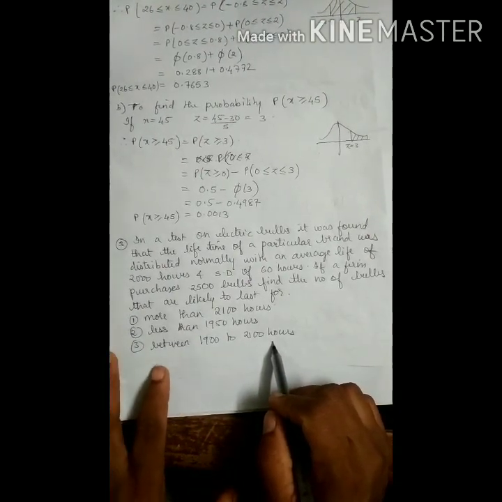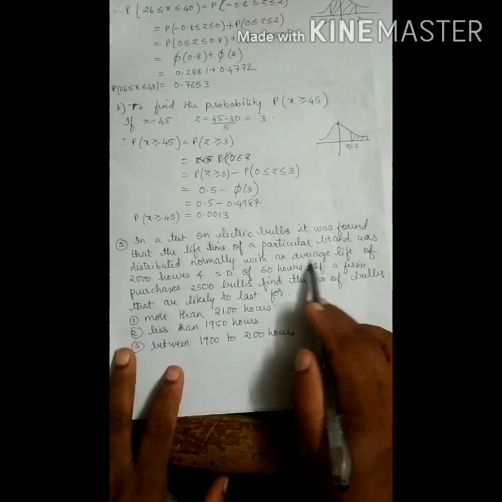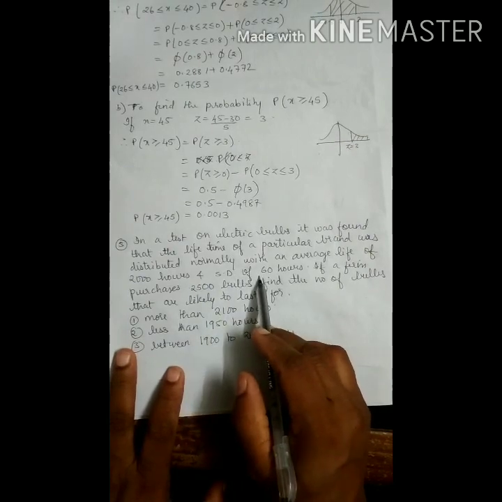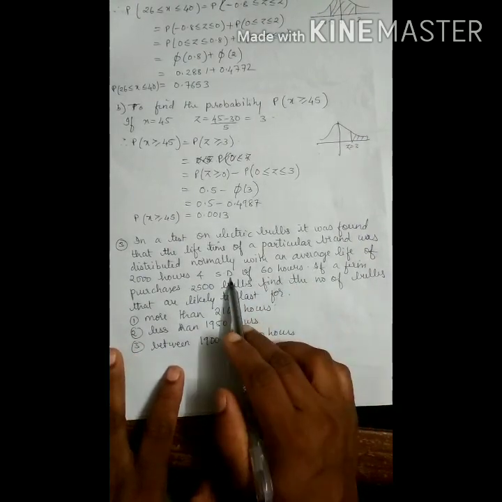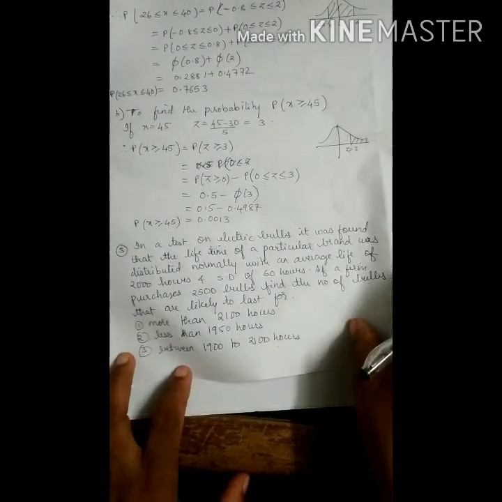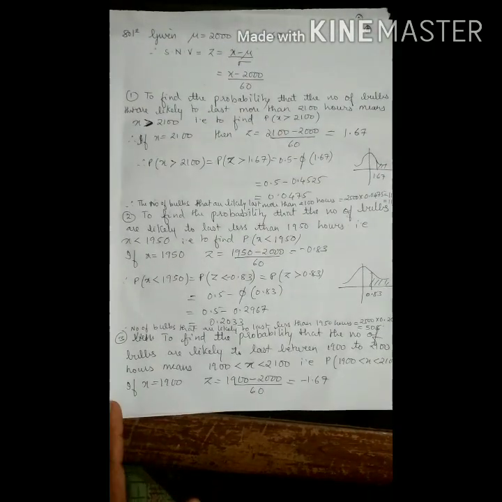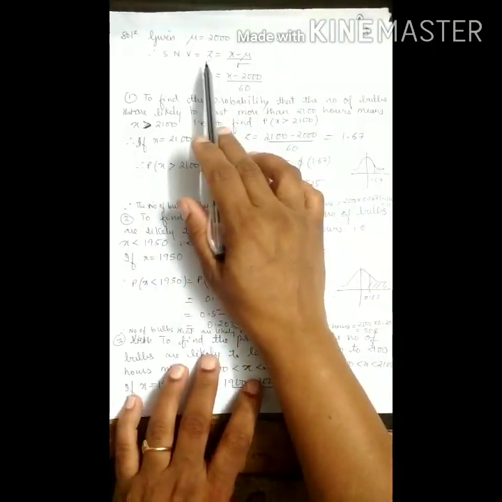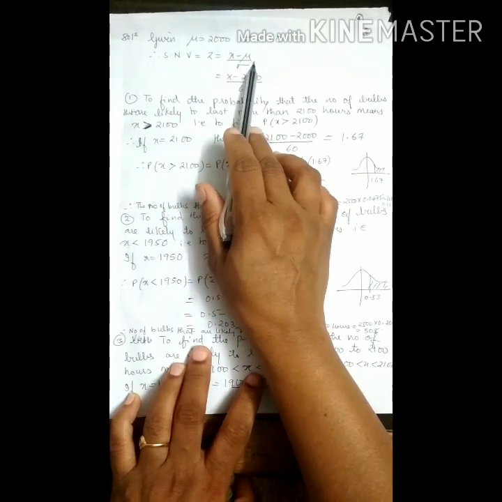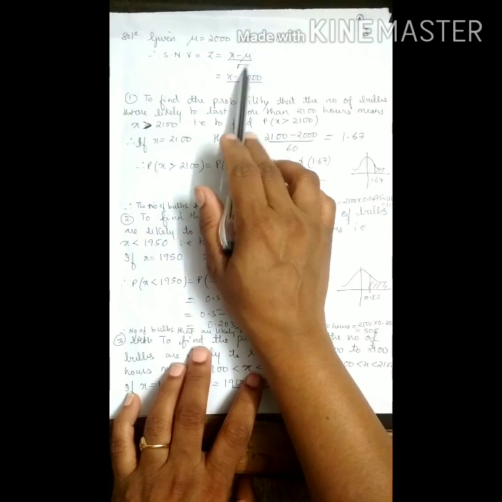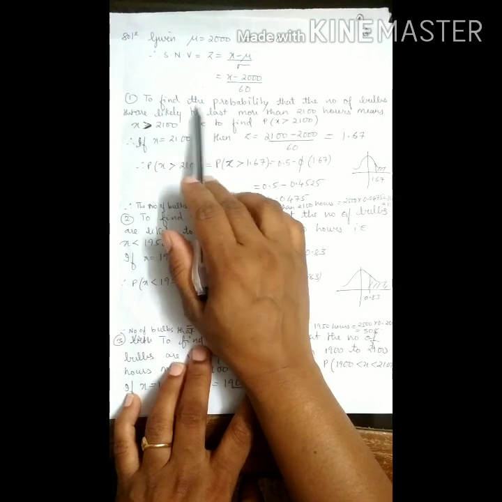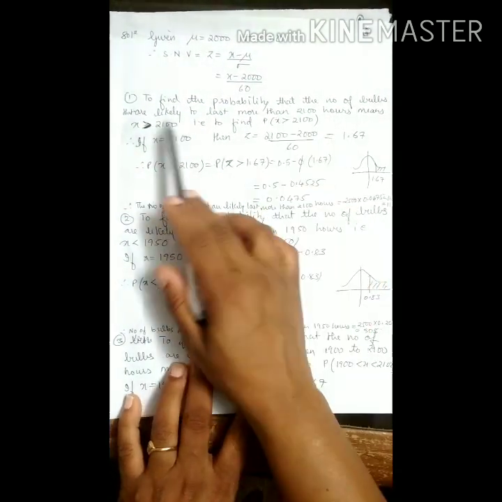Now to start, what have they given here? Average life is given, which means mu is given. Standard deviation is given. If they give you mu and standard deviation, these questions are in terms of x. You have to convert those values in terms of z now. So to start, write the given. Then we know that the standard normal variate z equals x minus mu upon sigma. Substitute mu and sigma. This is your z.